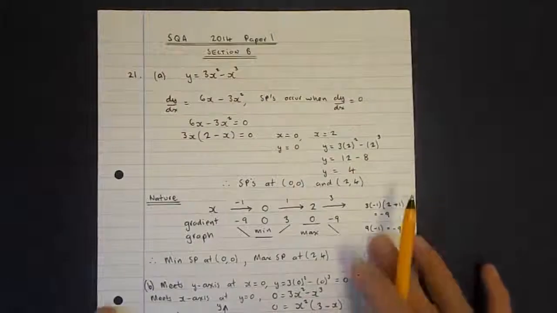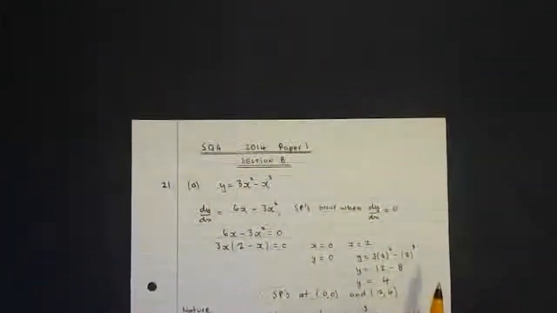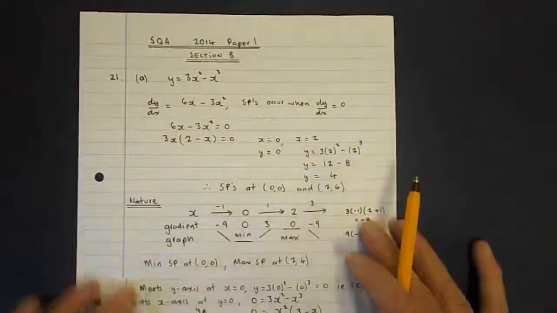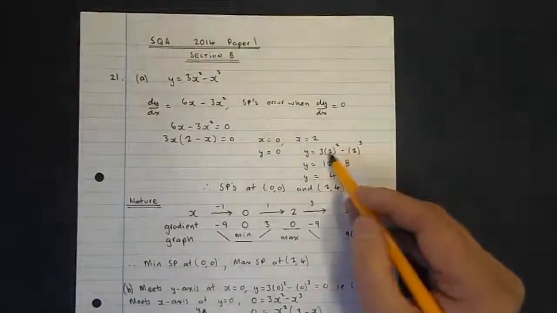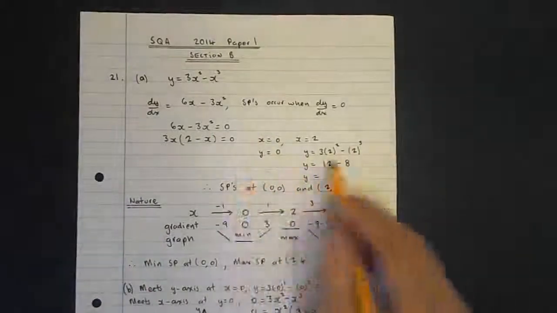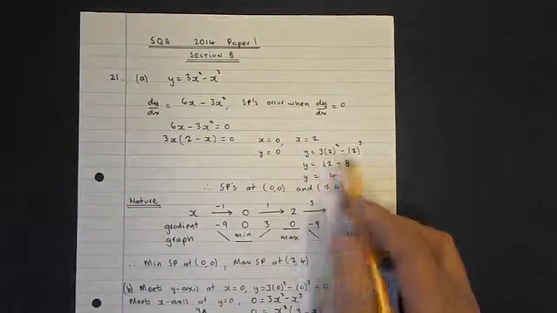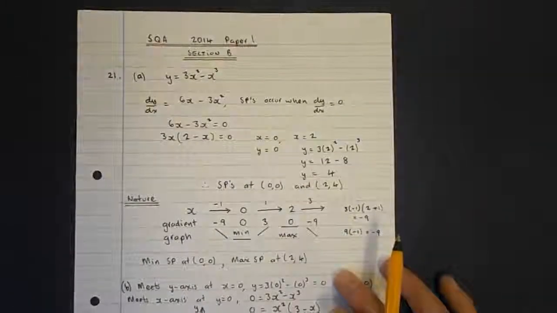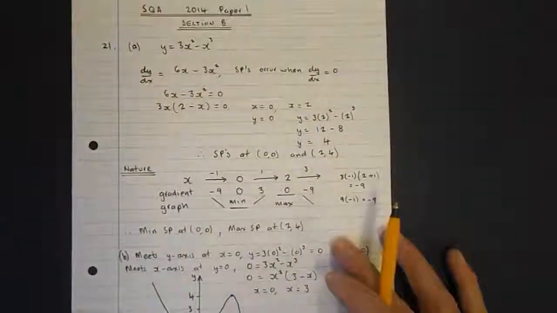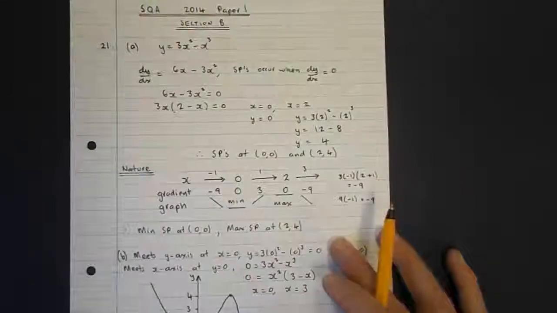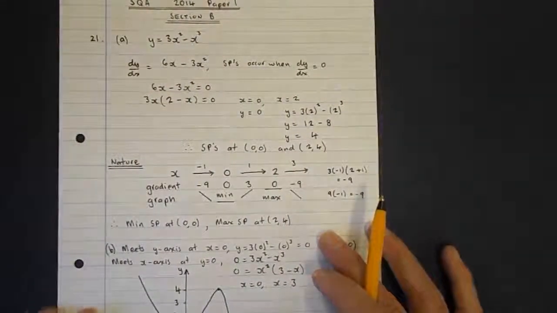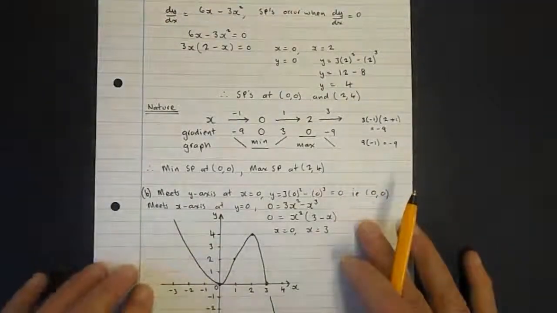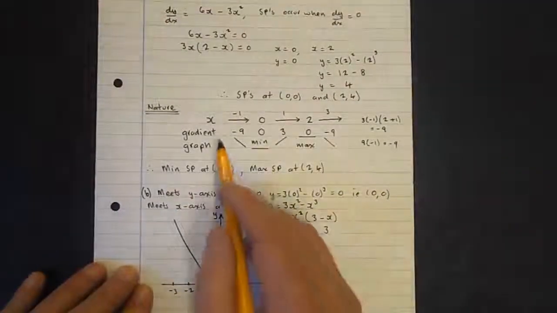Now when x is 0, y is 0, putting 0 through the formula is quite simple. And when x is 2, 3 times 2 squared take 2 cubed, 12 take 8, that gives you 4. You might be able to do it in your head. So we have stationary points at 0, 0, the origin, and 2 along, 4 up. Let's find the nature of them. Are they maximums, minimums, points of inflection, or what?